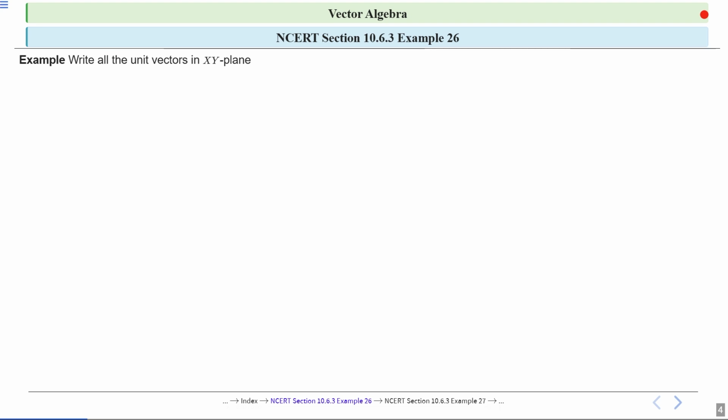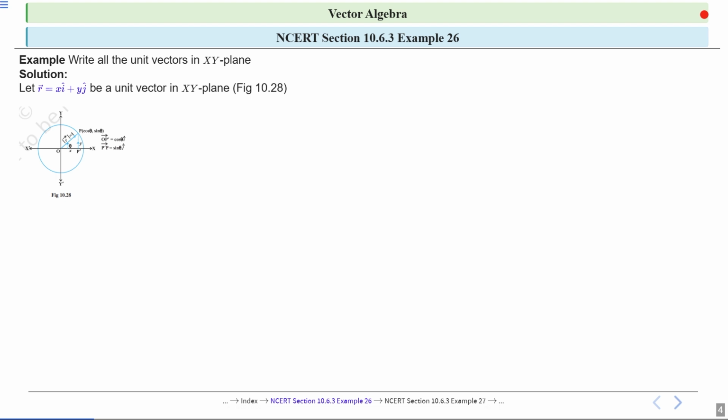NCERT section 10.6.3 example 26 which says write all unit vectors in xy plane, right? Question says write all the unit vectors in xy plane. So let's see how can we find all the unit vectors in xy plane. So let r vector is equal to xi cap plus yj cap be a unit vector in xy plane. You can refer figure 10.28.